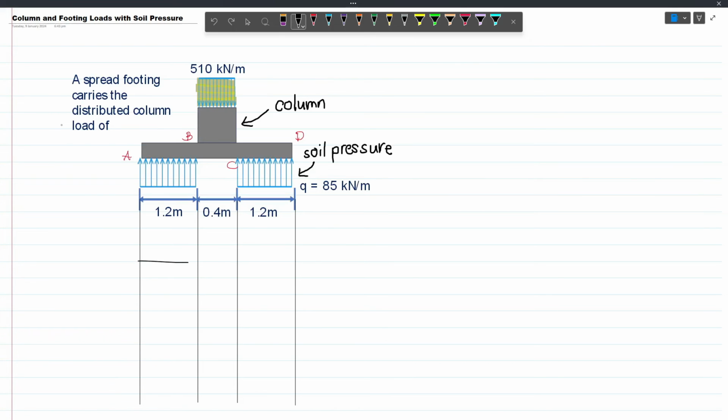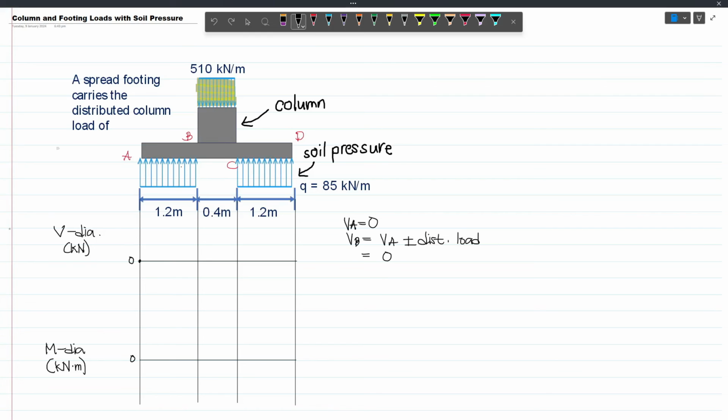Let's say this is the zero line for the shear diagram. This is the V diagram, and this one is for the moment. Now, we have tackled a lot of examples already, so we will just fast track. Our shear at A will be 0 because this is the starting point. Then our shear at B will become VA plus or minus the distributed load. This will become 0 plus, because the resultant of this is acting upward.